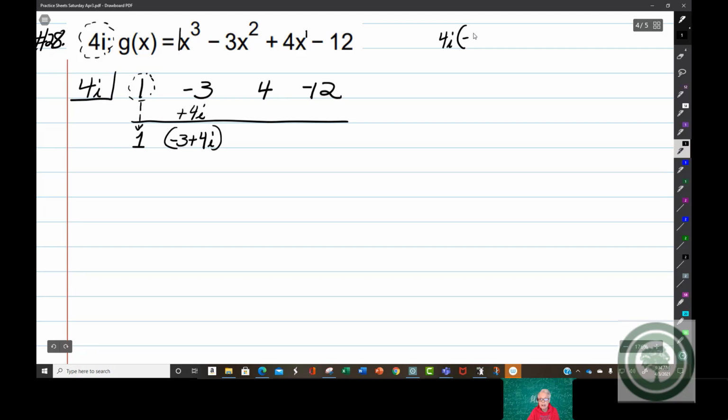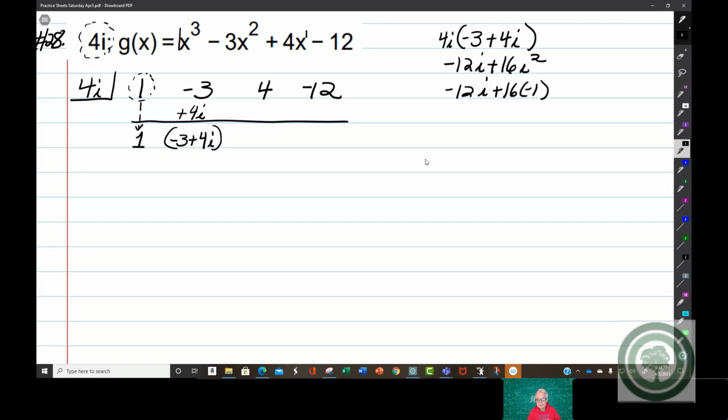4i times -3 plus 4i. So that will be -12i plus 16i squared, which is -12i plus 16 times -1. Remember that i squared is always -1. Professor, where did you get the second 4i?